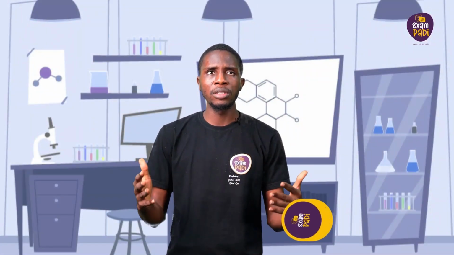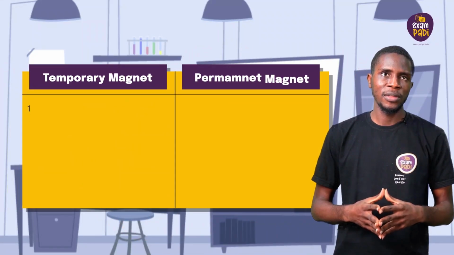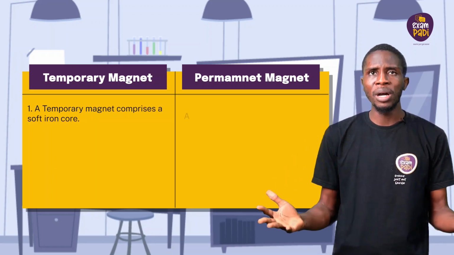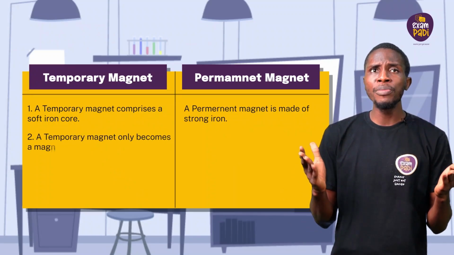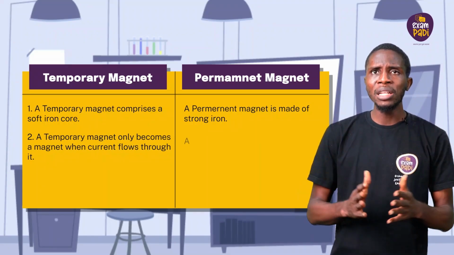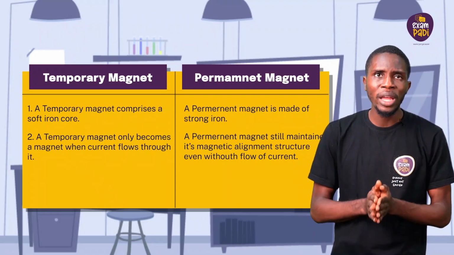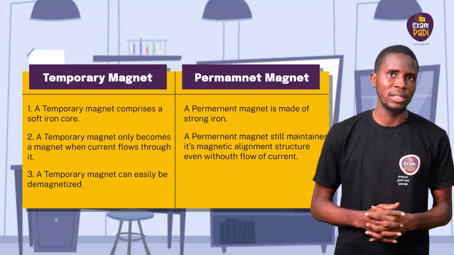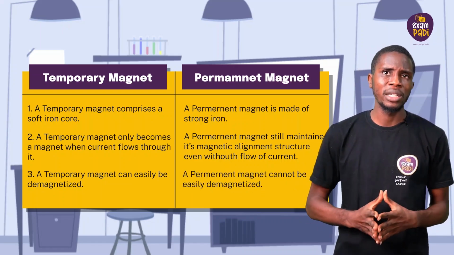Let's take a look at the difference between temporary and permanent magnets. A temporary magnet comprises a soft iron core, while a permanent magnet is made of steel. A temporary magnet only becomes a magnet when current flows through it, but a permanent magnet still maintains its magnetic alignment structure even when there is no flow of current. A temporary magnet can be easily demagnetized, whereas a permanent magnet cannot be easily demagnetized.